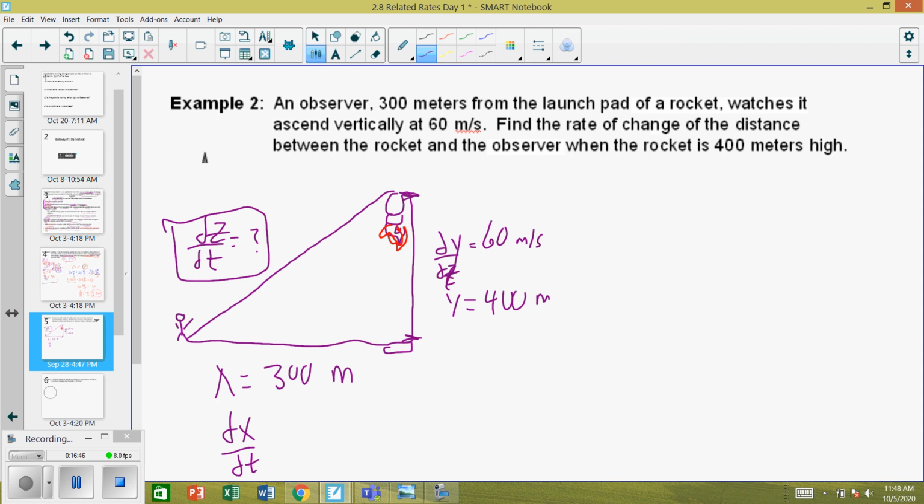Well, if it's only changing in the vertical direction, going up and down, it's not changing in the horizontal distance at all. So this is 0, meaning this number right here, 300, is a constant. The only other number I need is z here. And you can tell this is a right triangle, so we can figure out at this snapshot what the current distance is between the observer and the rocket. I could do 300 squared plus 400 squared equals z squared. And if you do a little bit of math with the Pythagorean theorem, you'll get 500.